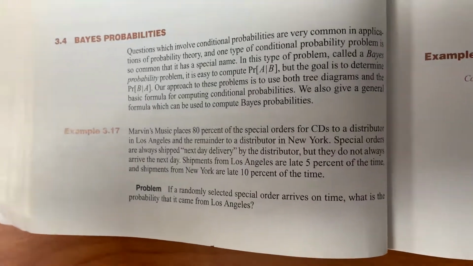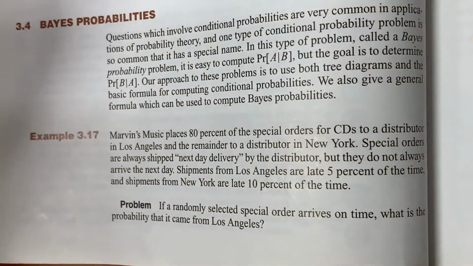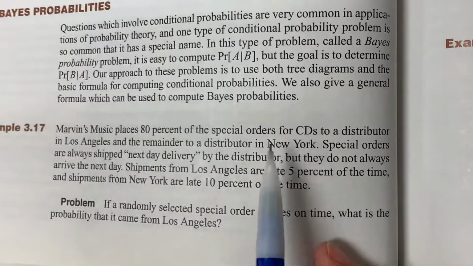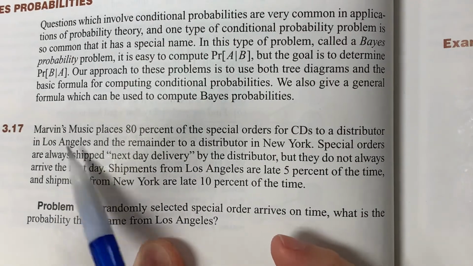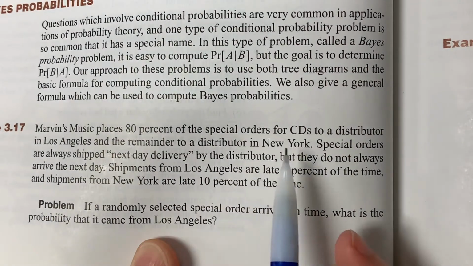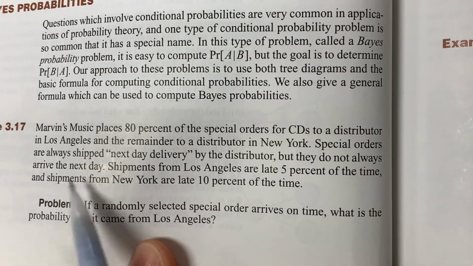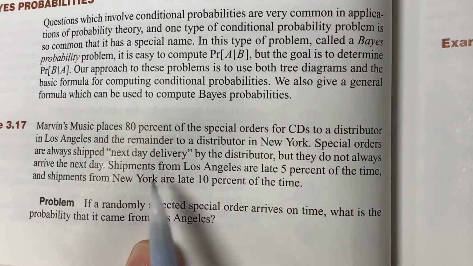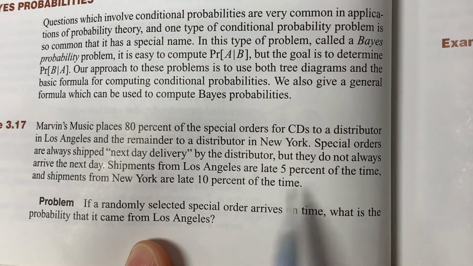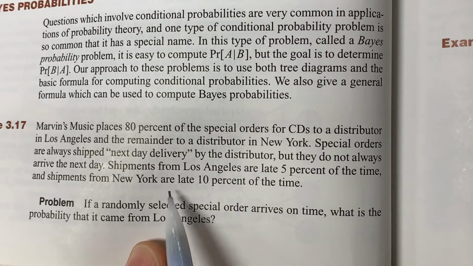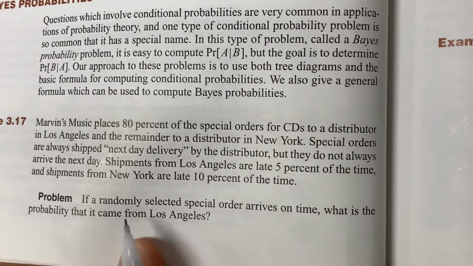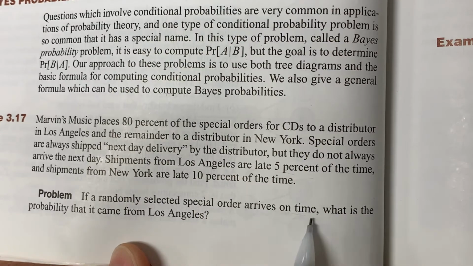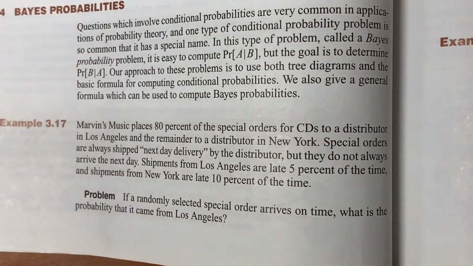So in example 3.17, they talk about Marvin's Music places 80% of the special orders for CDs to a distributor in Los Angeles and the remainder to a distributor in New York. Special orders are always shipped next day delivery by the distributor, but they do not always arrive the next day. Shipments from Los Angeles are late 5% of the time, and shipments from New York are late 10% of the time. And they want to know if a randomly selected special order arrives on time, what is the probability that it came from Los Angeles?